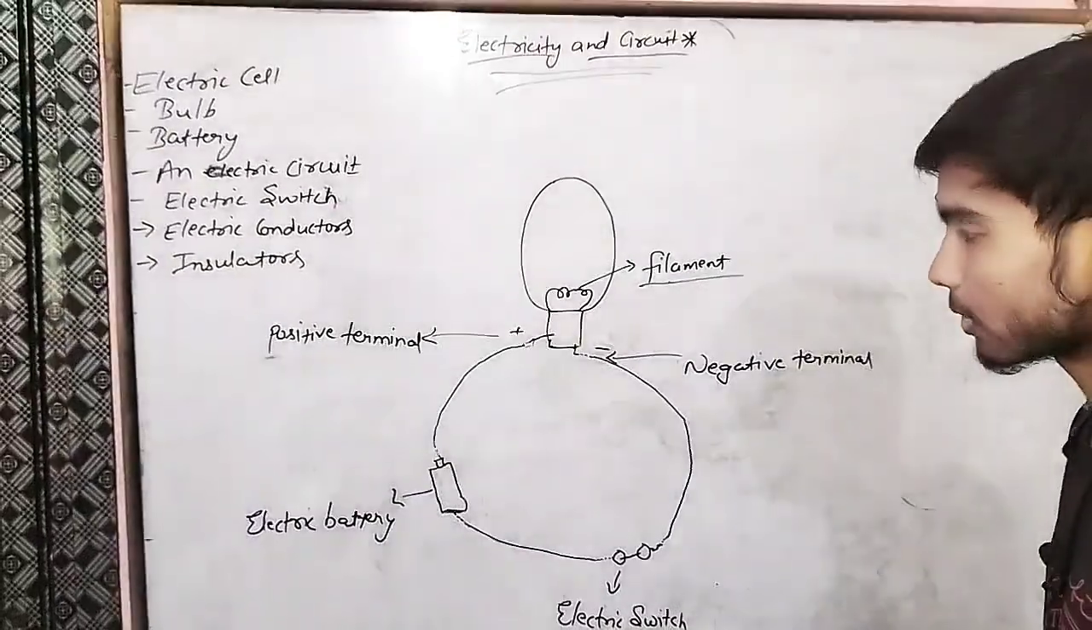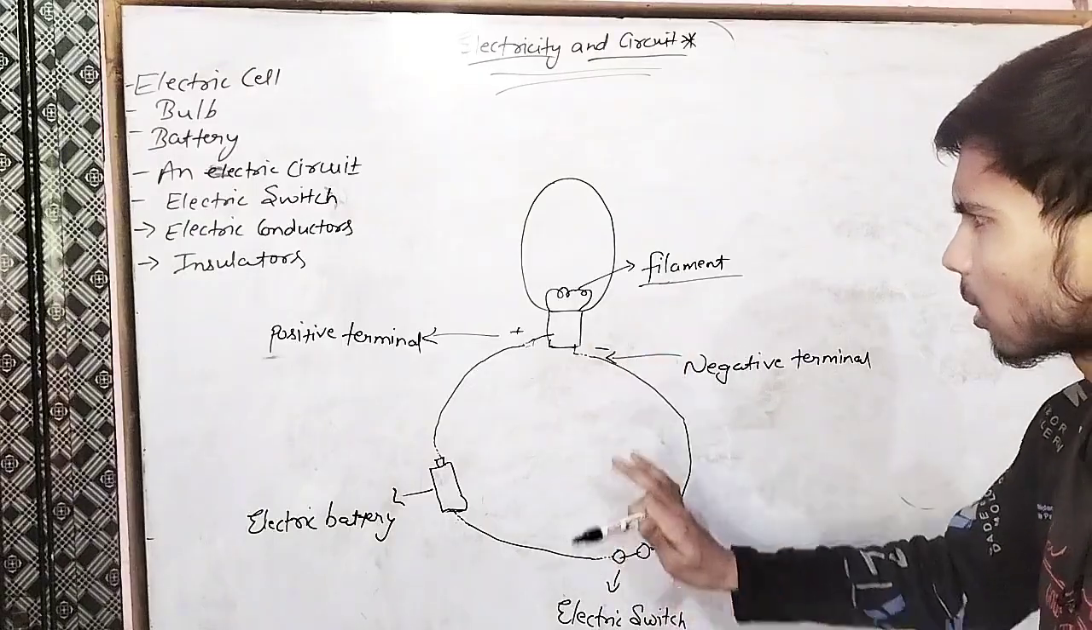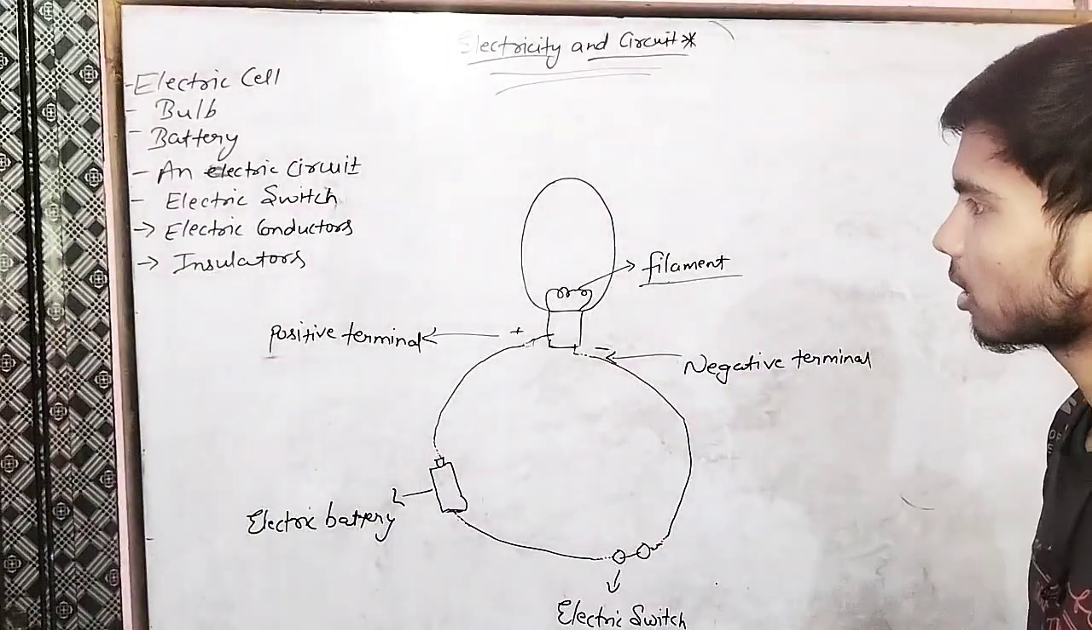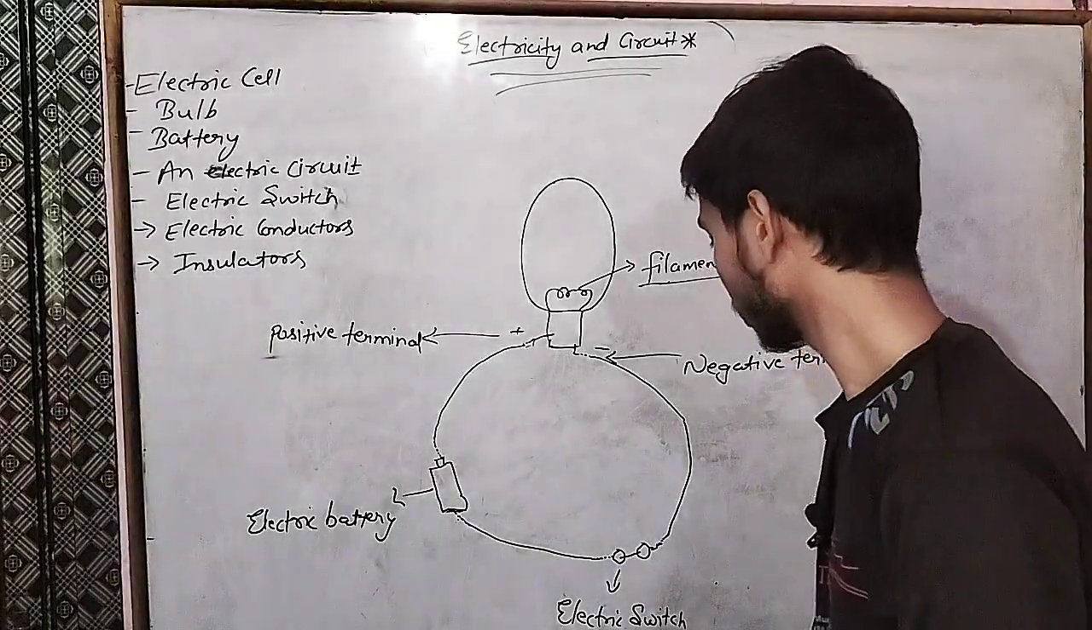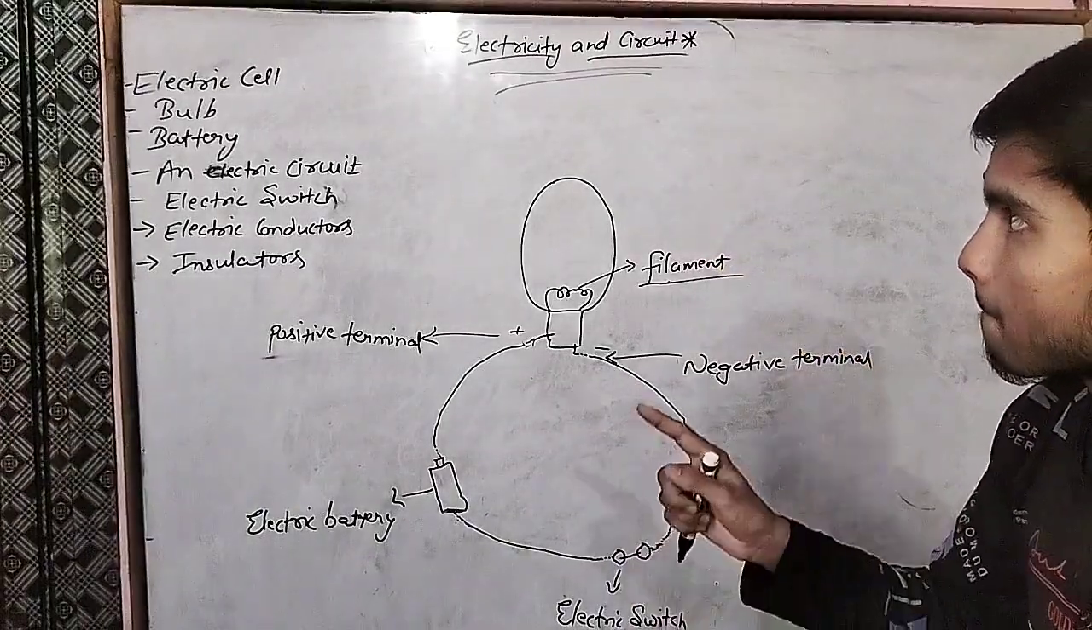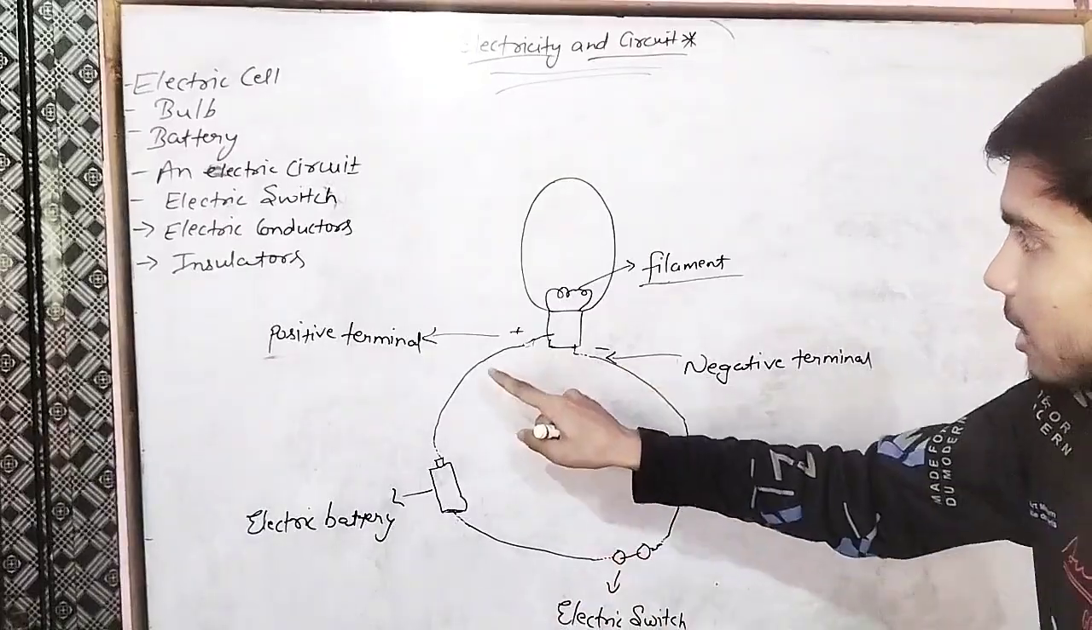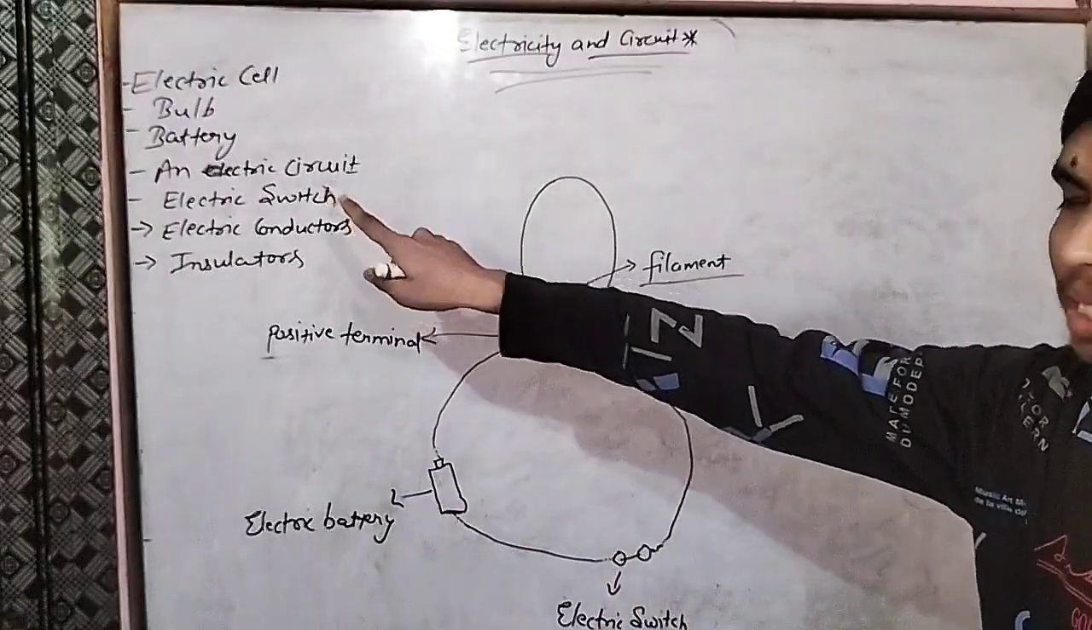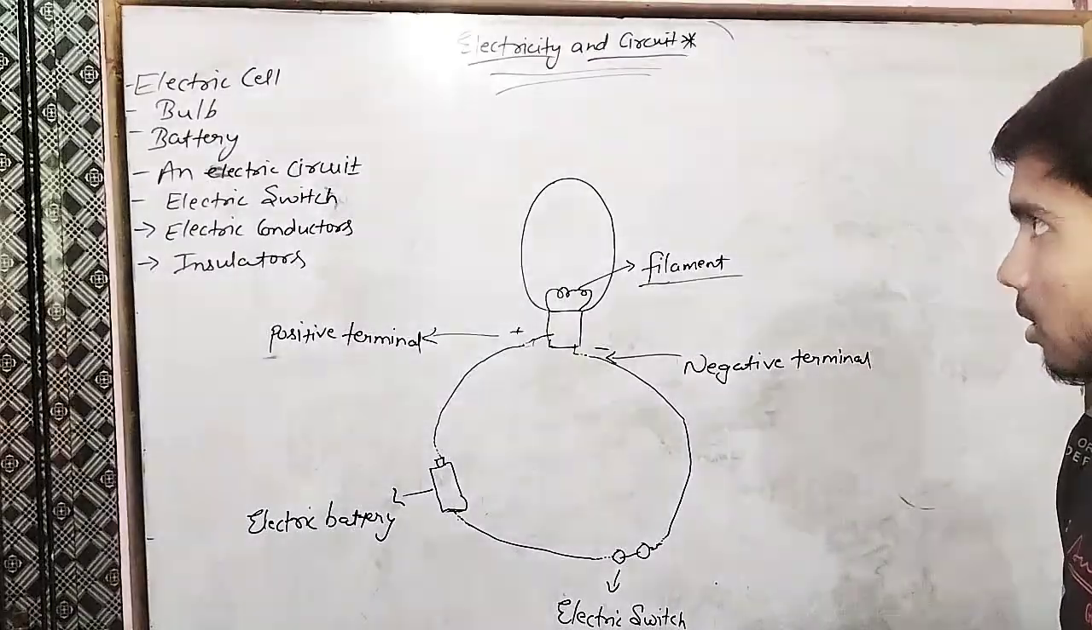About wire we understood. About filament and the bulb we already know. So it is a circuit. These are the requirements to make an electric circuit. Clear?